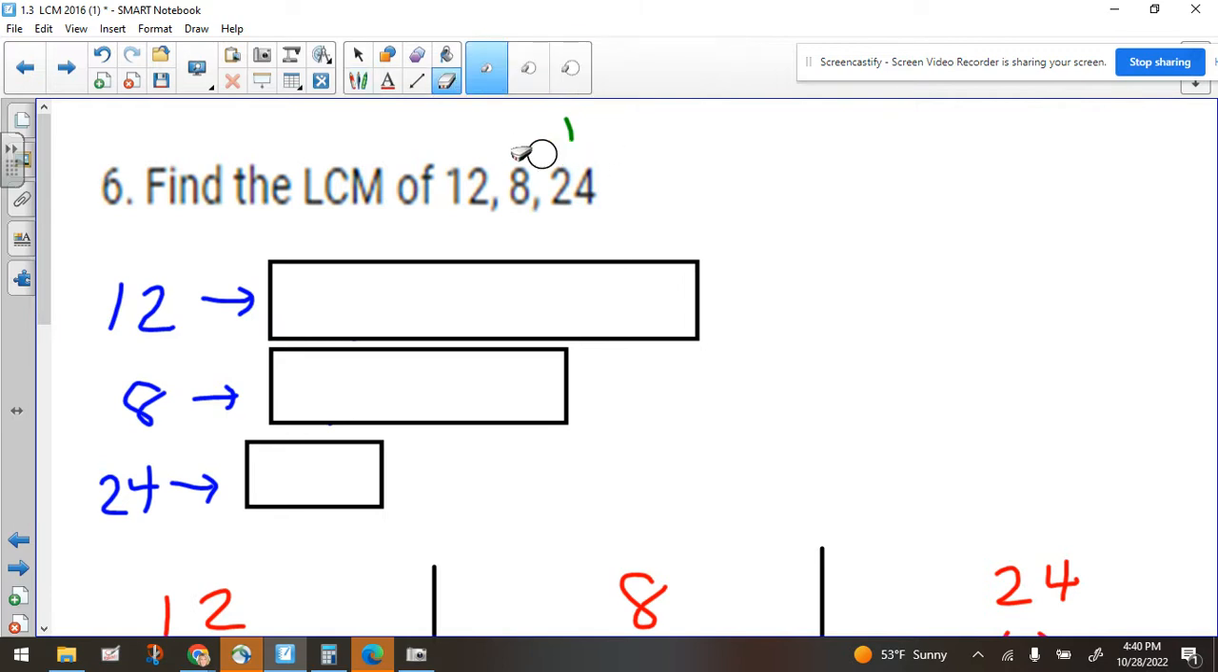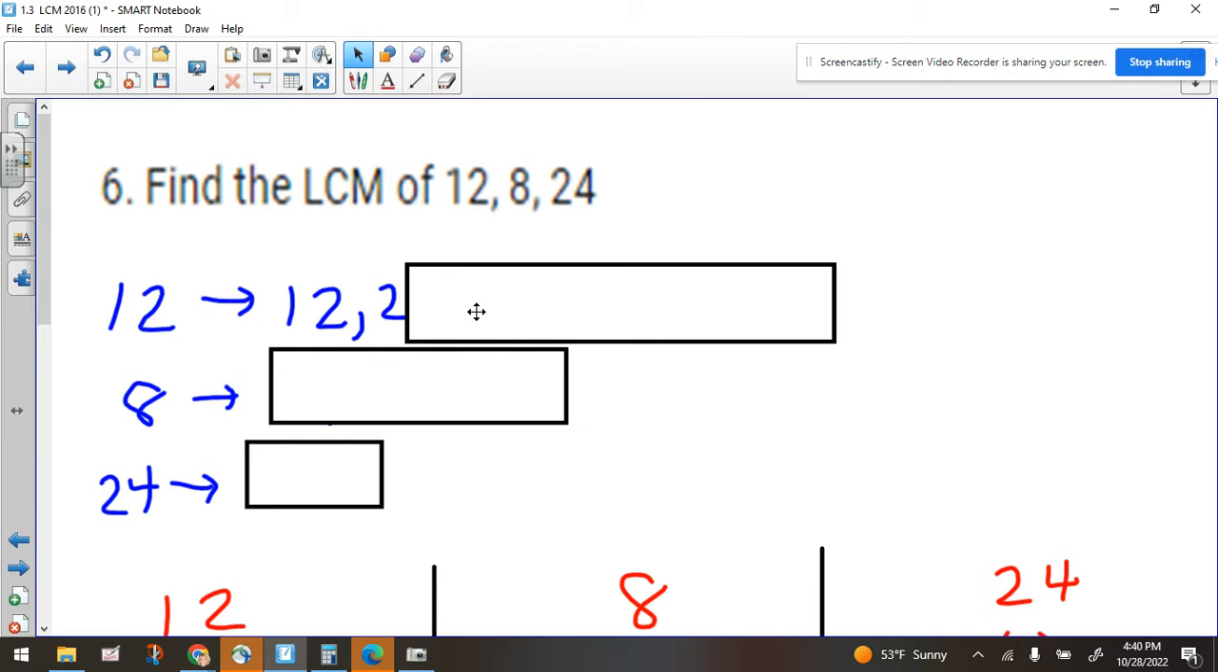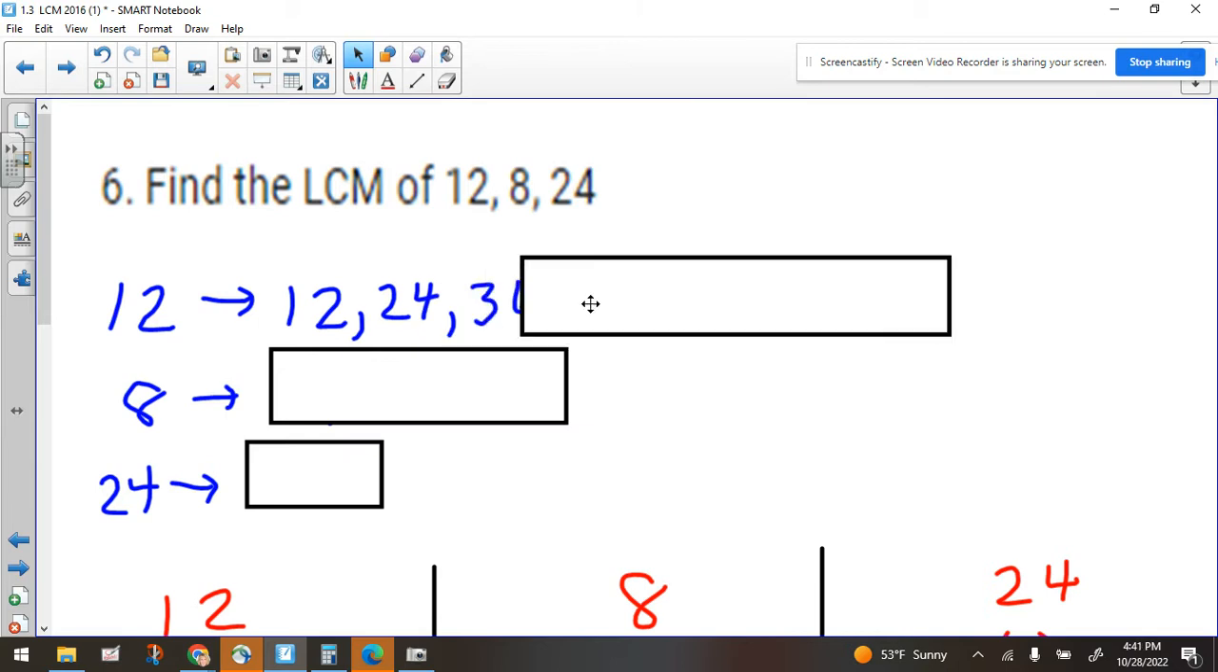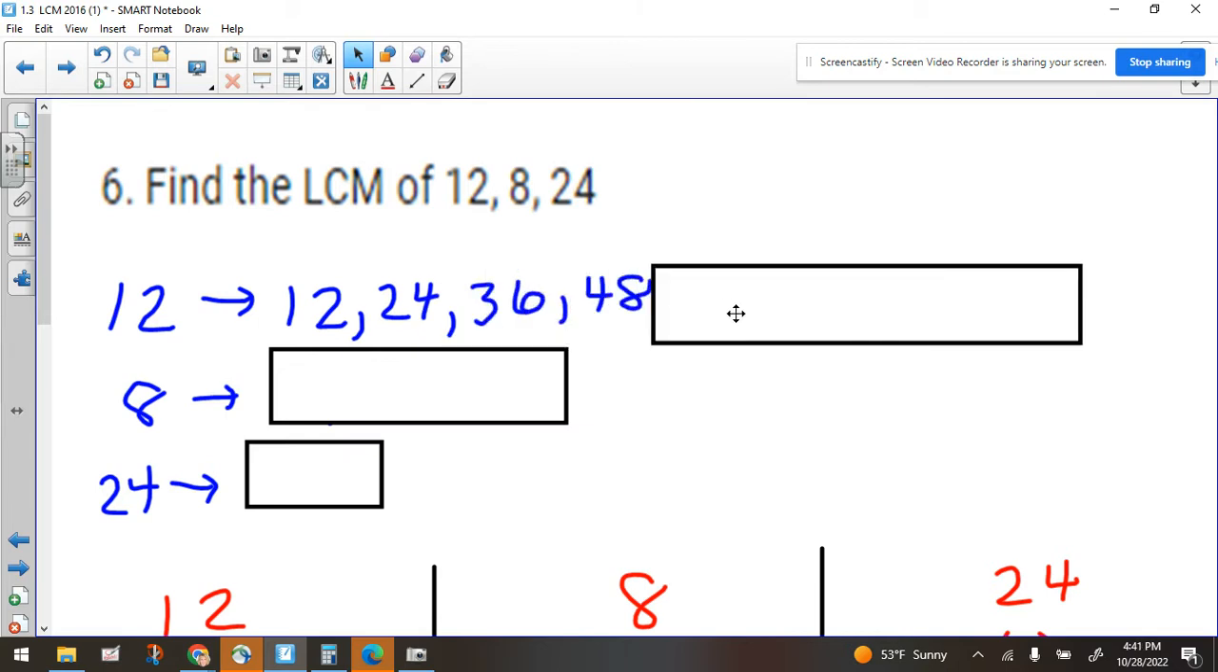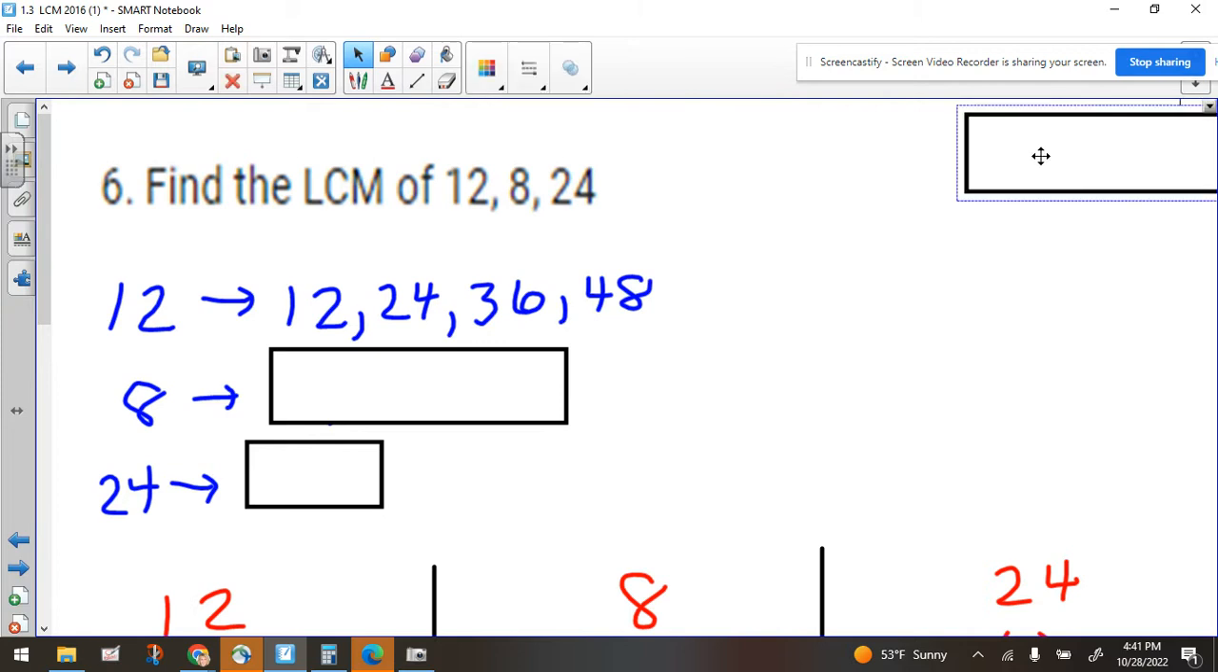Now, if that didn't make sense to you, then you would go ahead and proceed with listing out your multiples, which is the recommended thing to do when you have three numbers and when the numbers are smaller. Because if the numbers get big, like the number 72 or something like that, then you might choose to try prime factorization. But when the numbers are small, just simply list out multiples. So 12 times 1 would be 12. 12 times 2 would be 24. 12 times 3 would be 36. 12 times 4 would be 48. And we're going to stop there.